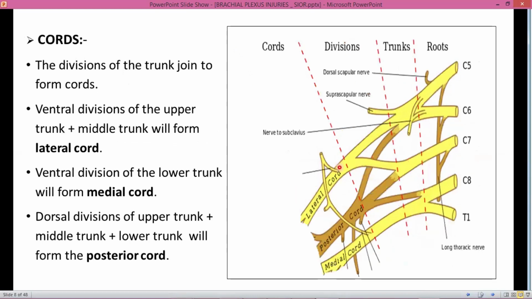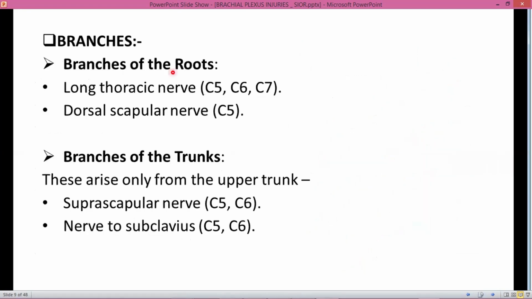After divisions, we'll be studying the cords. The divisions of the trunks join to form the cords. The ventral divisions of the upper trunk and the middle trunk form the lateral cord. The ventral division of the lower trunk forms the medial cord, and the dorsal divisions of the upper, middle, and lower trunks form the posterior cord. Further, the cords are divided into branches.